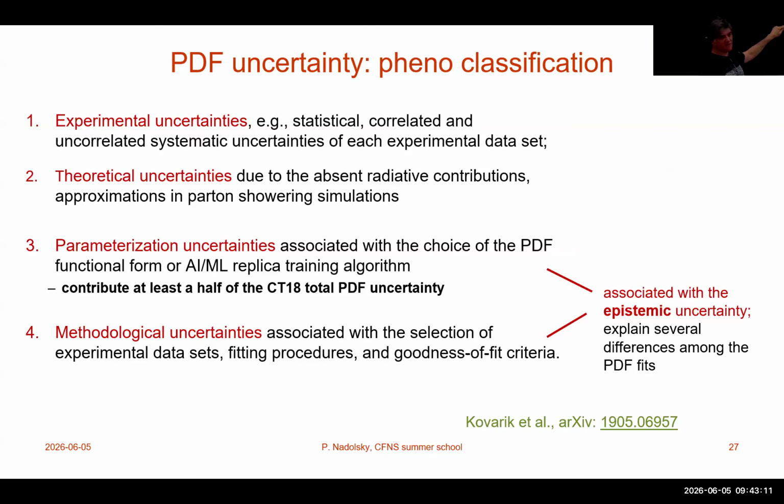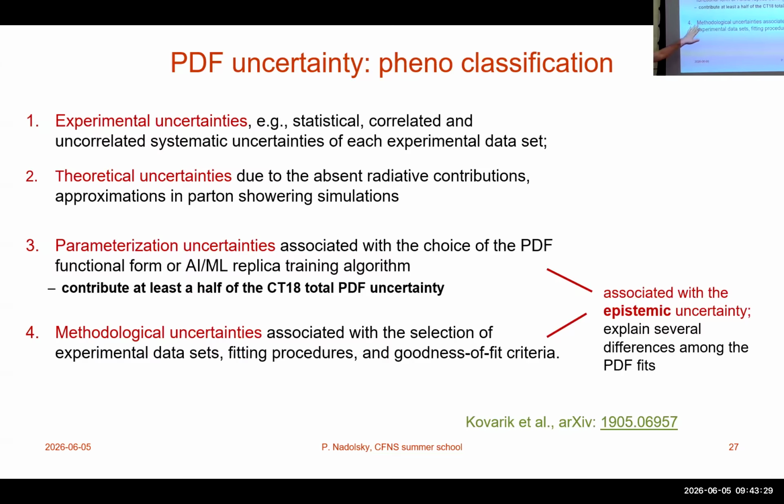Then there are two classes of uncertainties. One will be related to parameterization, right? It's how you parameterize the PDF. And this is an important source of uncertainty. It can contribute at least 50% of the stated uncertainty, let's say in the CT25 analysis.